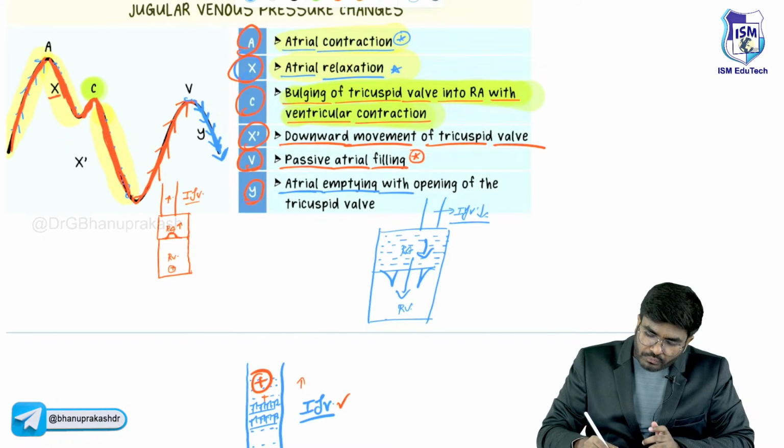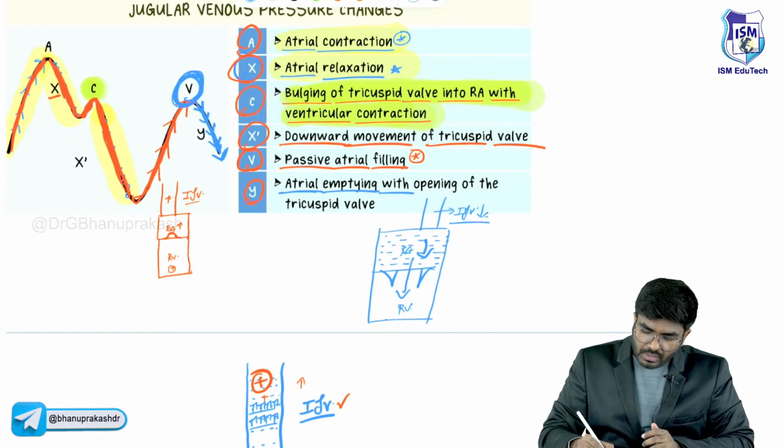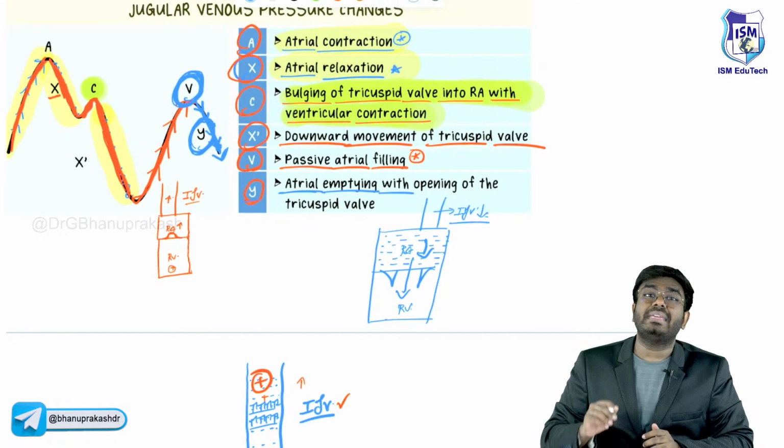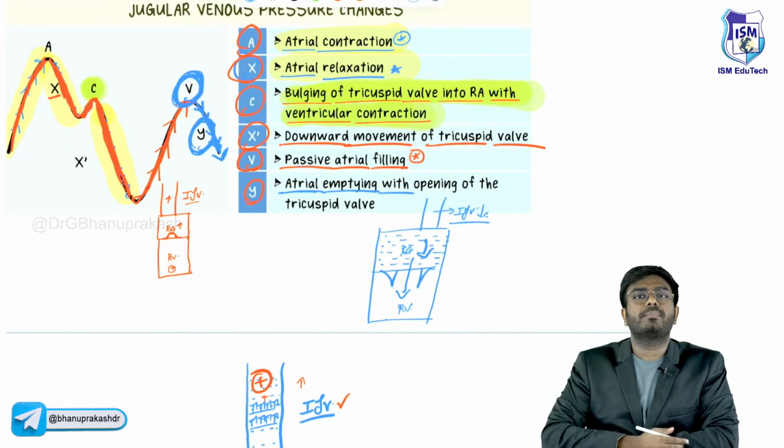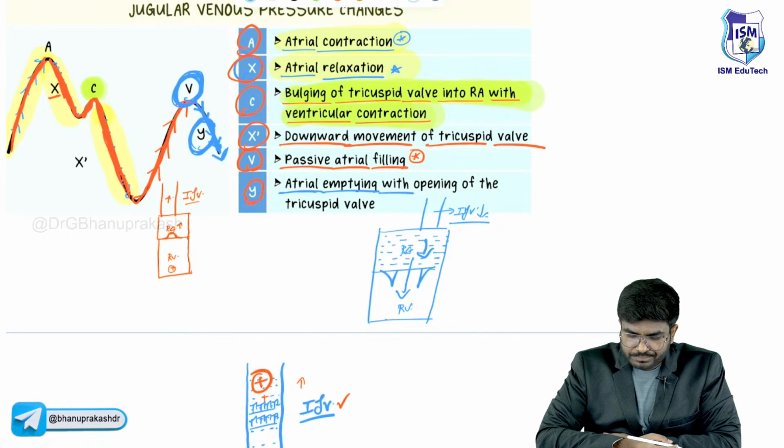I used to remember V for venous filling. Okay, V for venous filling. And what is Y for? Y for emptying, EMPTY. Okay, emptying. So, done. So these are the normal jugular venous pressure changes.